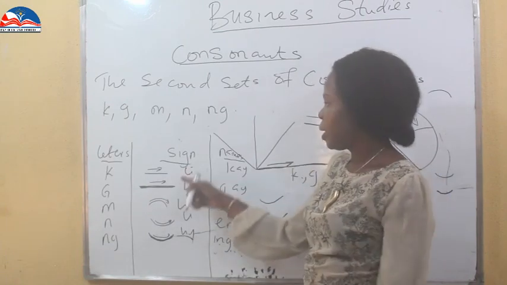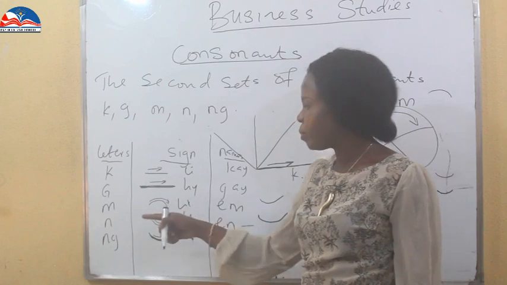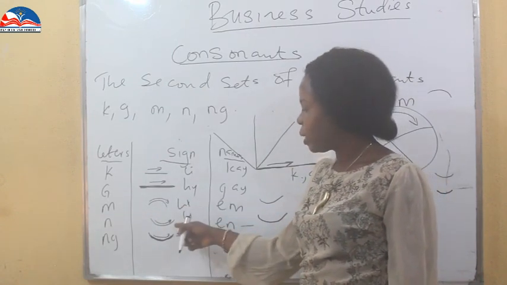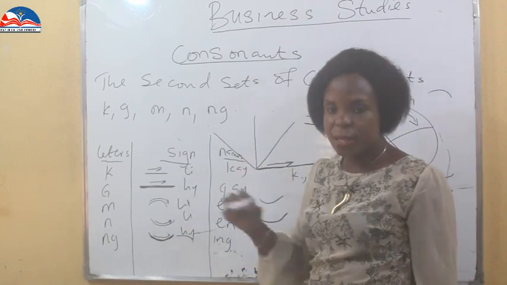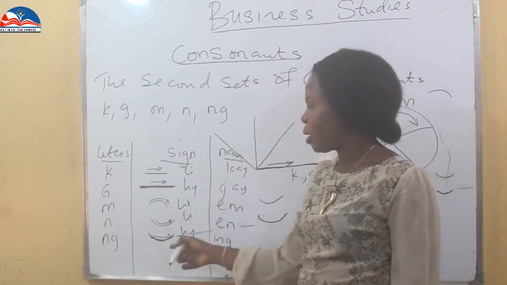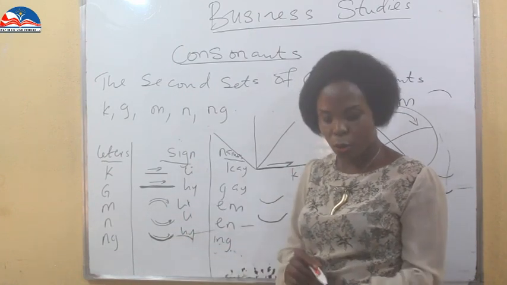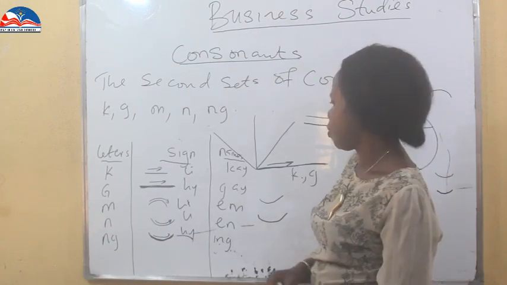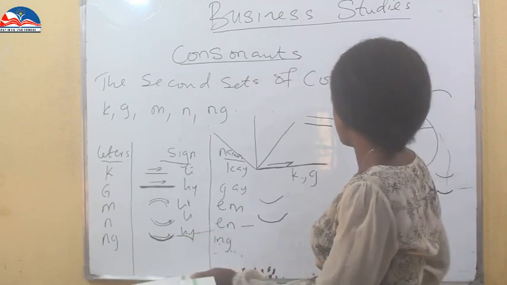You see it? The K is a light stroke. The G is a thick stroke. The M is a light curve, downward curve. Then the N is a light curve, upward curve. Then the NG is a heavy curve, upward curve. This is the second set of consonants. Now let's talk about the K.